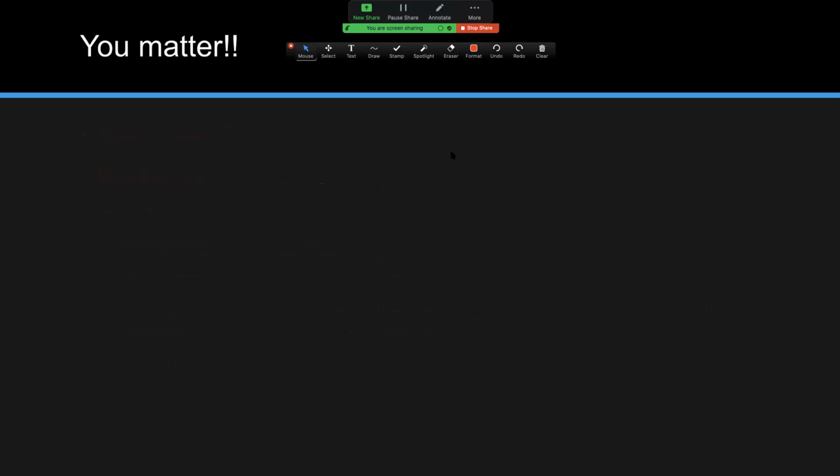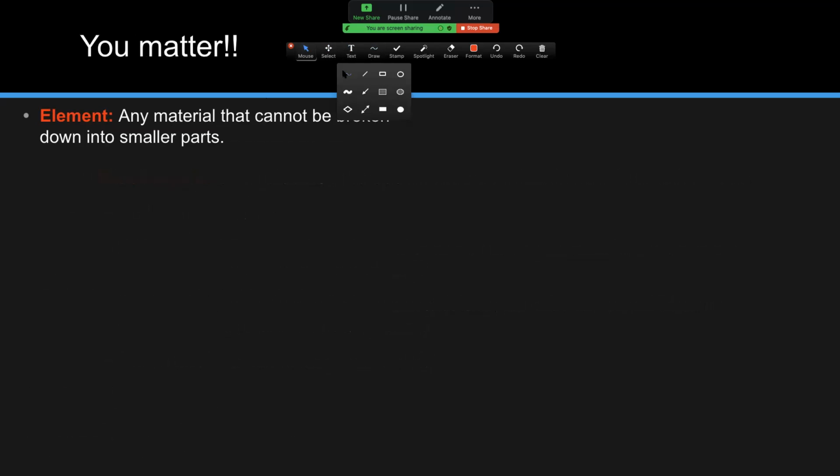All right, so we're going to start with matter. An element, sorry, is any material that cannot be broken down into smaller parts. When I'm underlining the stuff, you should be writing it down in your notebook. So by definition, an element is any material that cannot be broken down into smaller parts. We know these things by the periodic table. We see these elements on the periodic table. They are represented by a symbol.